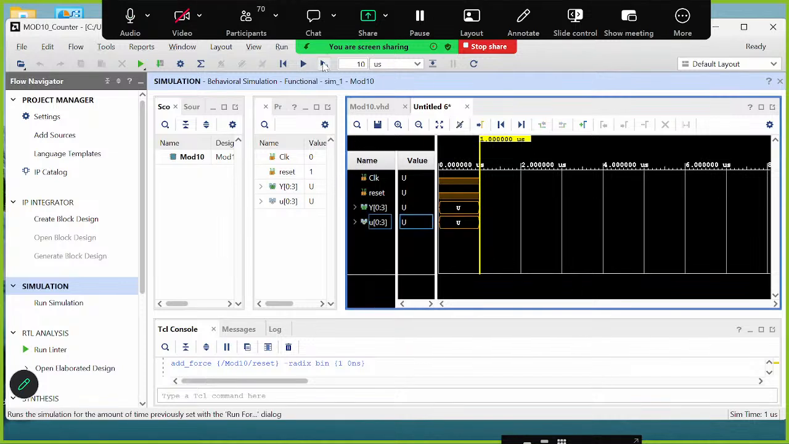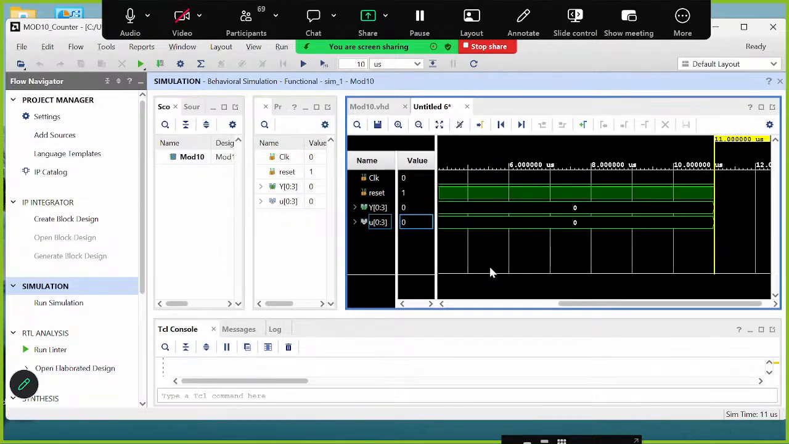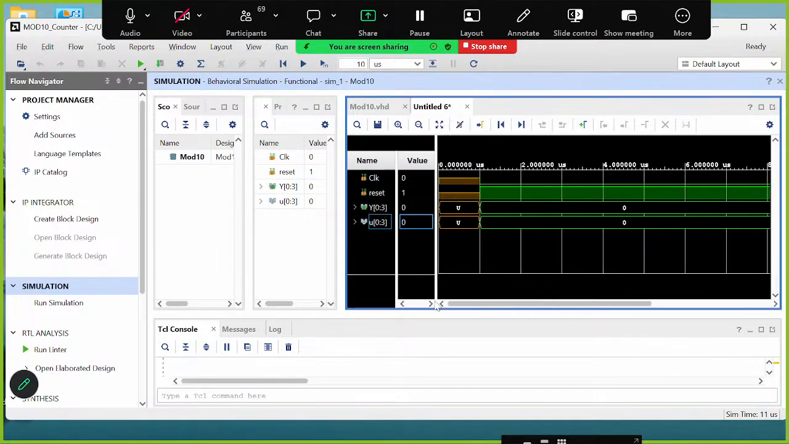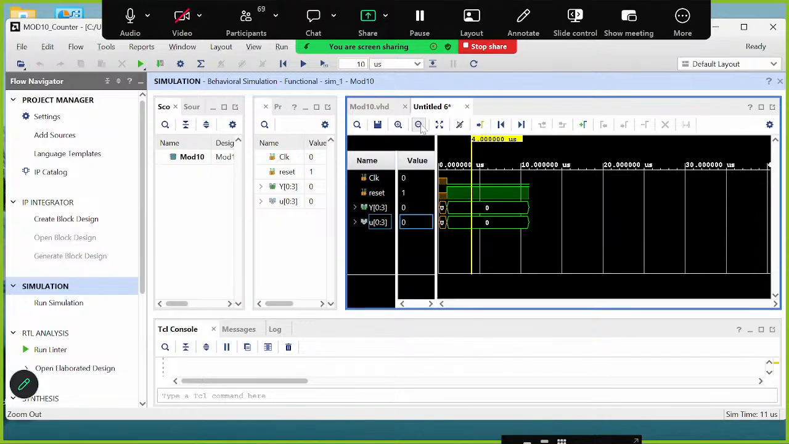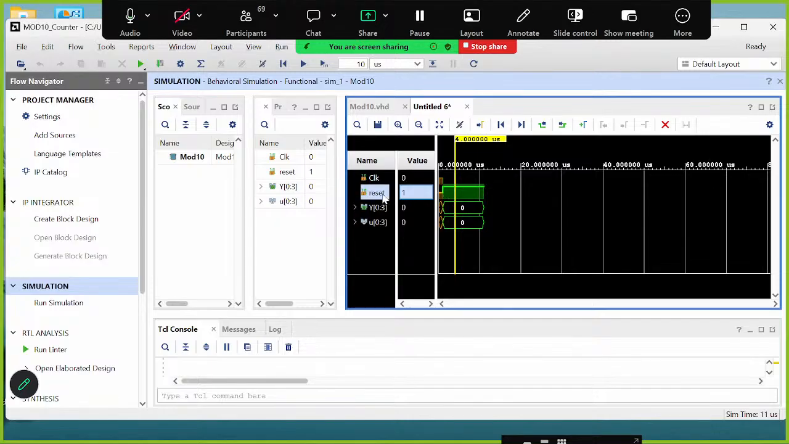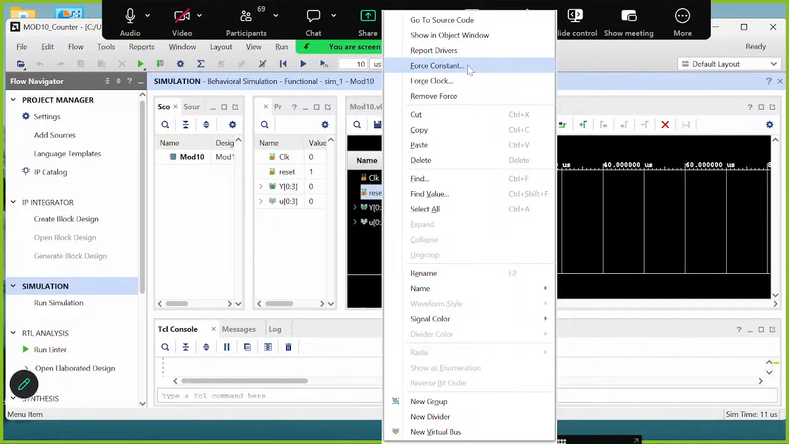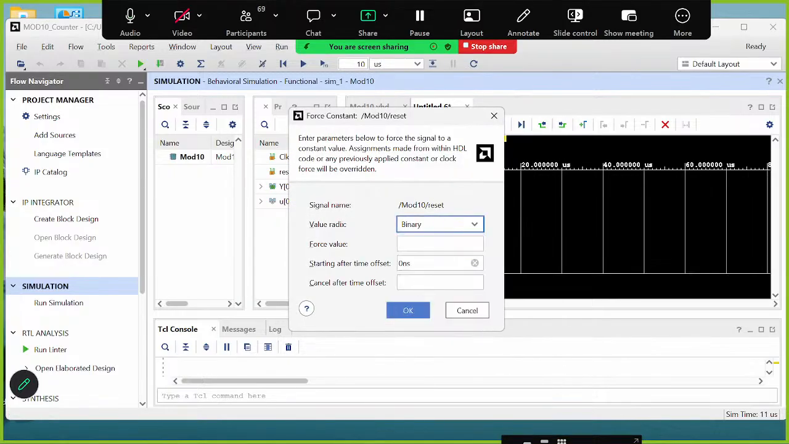Now run it for a specified period of time. So you can see it is starting with the value 0. Perfectly, it is starting with the value 0. After that, on reset, it starts with the value 0. Now after that, what we will do, we'll make this reset permanently 0.